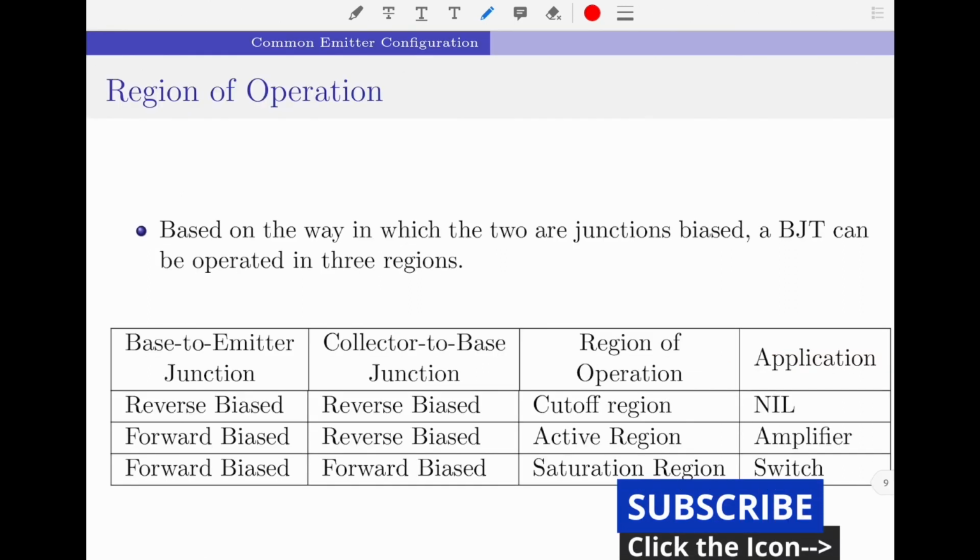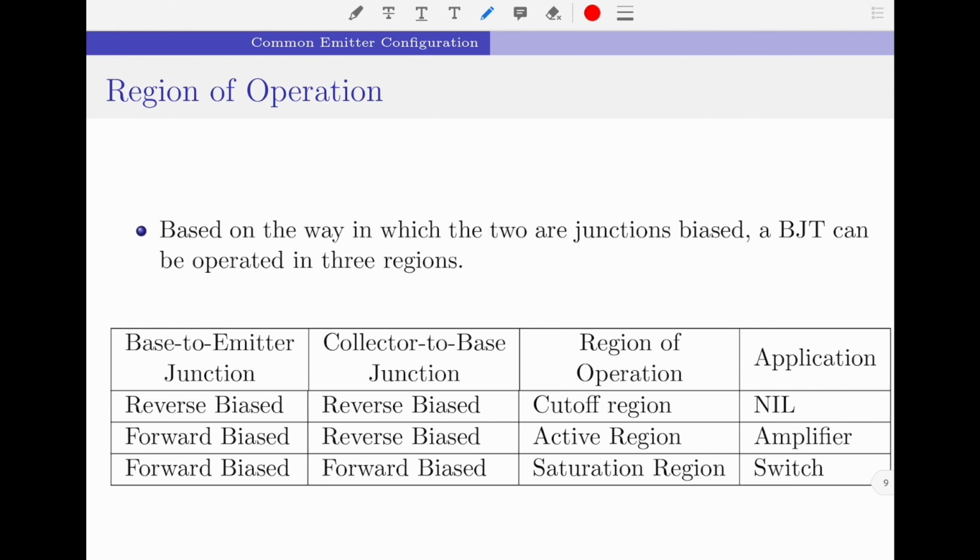Before I move on to the analysis of the output characteristics, I would like to discuss the different regions of operation in a BJT. Please note, I have already discussed the regions of operation in my previous video on BJT construction as well as BJT configurations. I will leave the link of those videos in the video description below, and you can watch them at your convenience. Let us consider the table that is shown here.